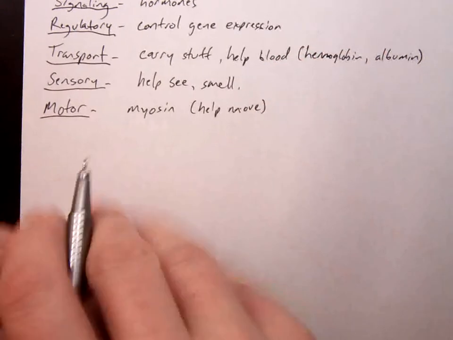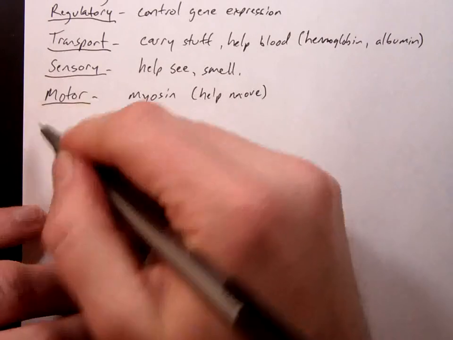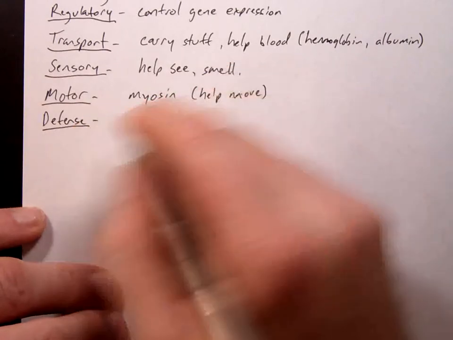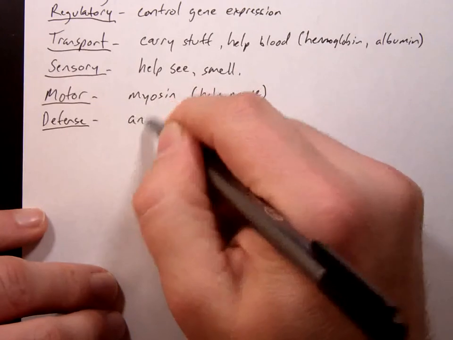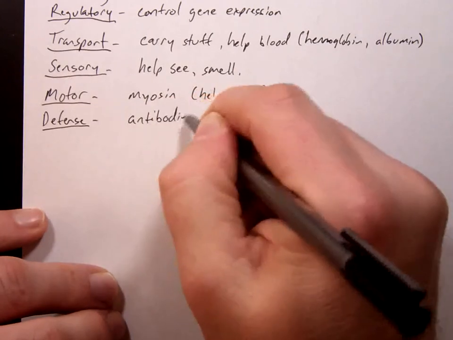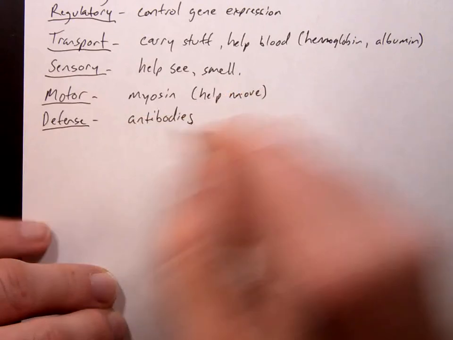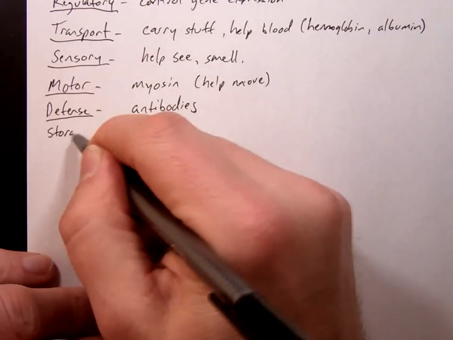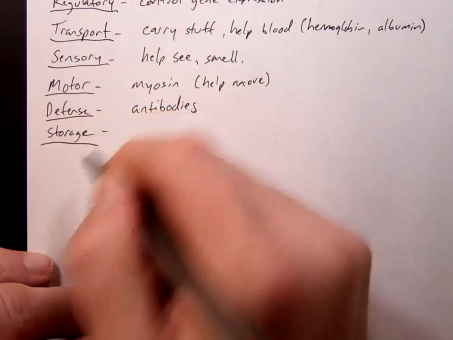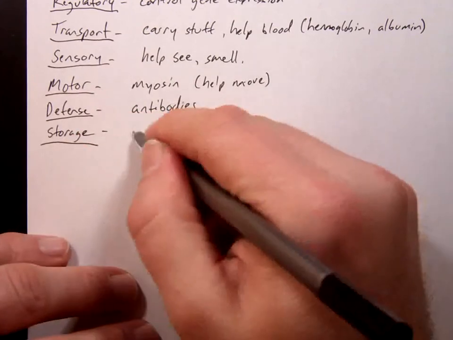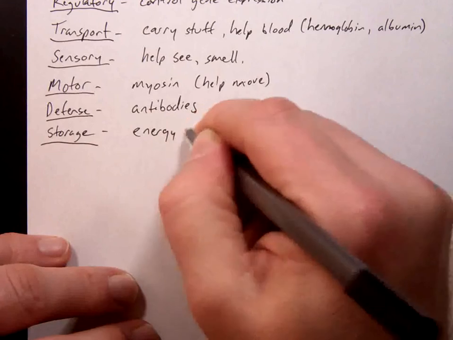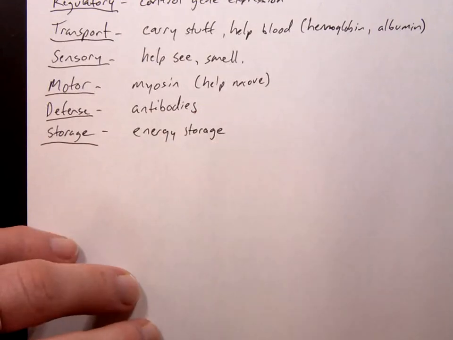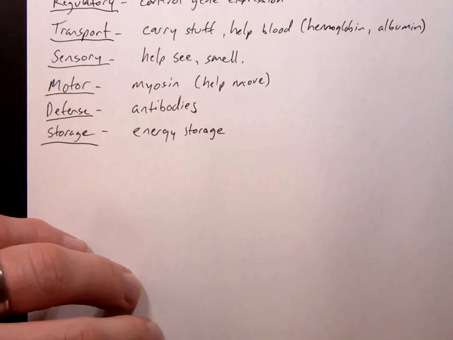Then we have defense proteins. Defense proteins would be like antibodies, globulin proteins, things like that. And finally, storage. Storage proteins for energy storage. I thought energy was fat and energy was carbohydrates. Yes, that's true too. Okay.